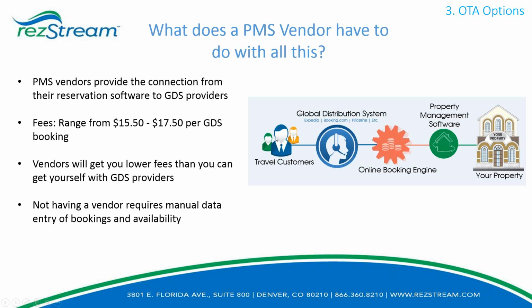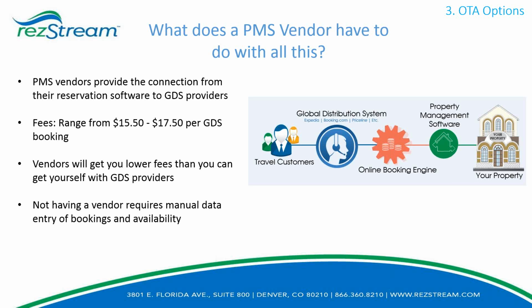Here is the travel customer. This is John Doe guest. When they book through a travel website like an Expedia, and you guys are participating in this global distribution system, that booking will then come down through your booking engine, maybe a RezStream booking engine, and that will communicate directly with your property management software.